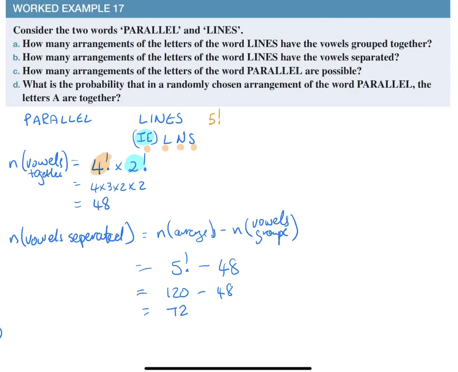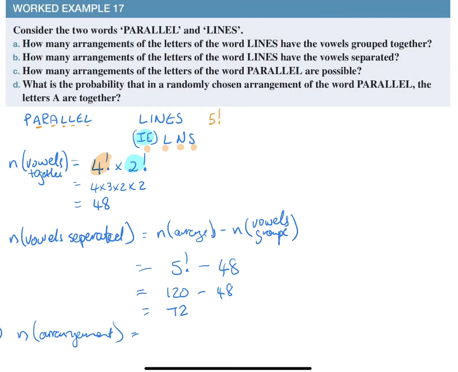C. They ask us how many arrangements. So we're looking for a number. The number of arrangements of the letters of the word parallel that are possible. So the number of arrangements, this is what we're looking for. We need to remember that if some of those individual objects within these things are the same. So A is the same, L is the same.